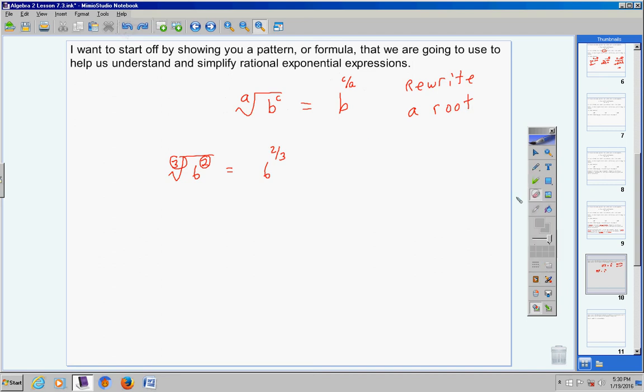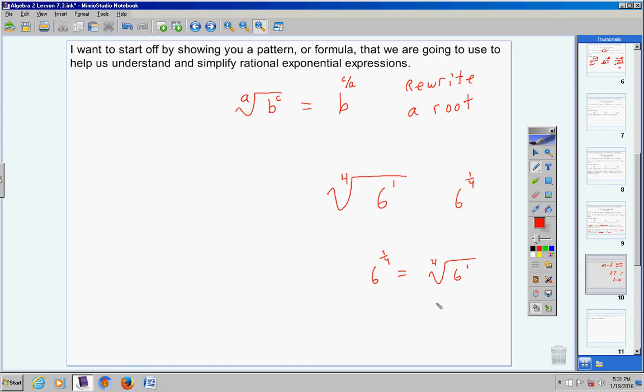Now, a lot of students will say, what do you do if there's no exponent, for example? What if we have the fourth root of 6? Well, there's no number here, but there's really a 1 there. So the fourth root of 6 to the 1 would be 6 to the 1/4 power. Or you could say 6 to the 1/4 power is the same thing as the fourth root of 6 to the 1 power. Okay? Are you seeing this okay?